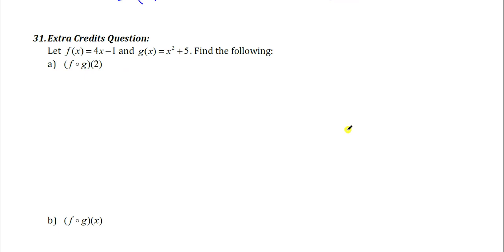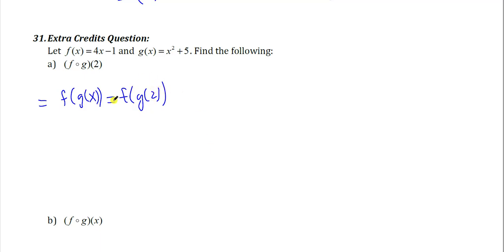Alright, so the last question is the extra credit question. We are given f of x and g of x. We are trying to find the composition function between f and g, and then evaluate that when x is equal to 2. So this composite function here means f of g of x, but when x is now 2. So f of g of 2.